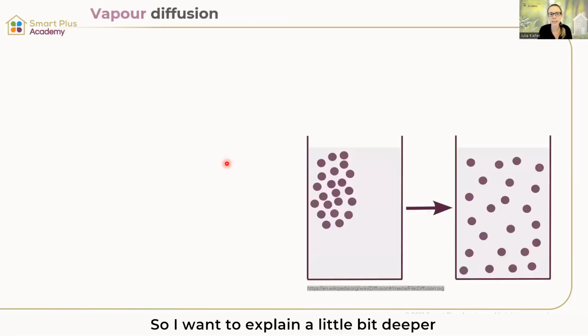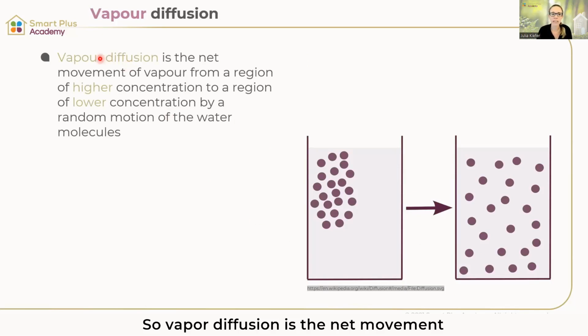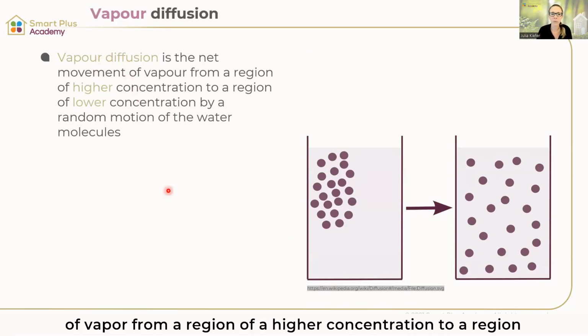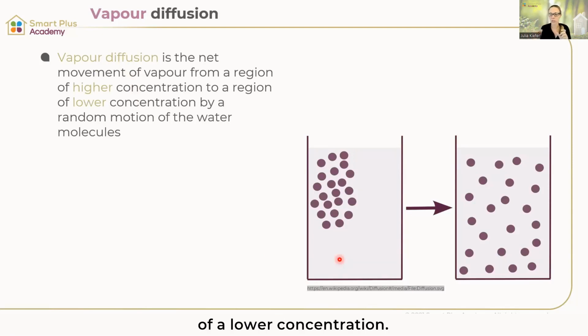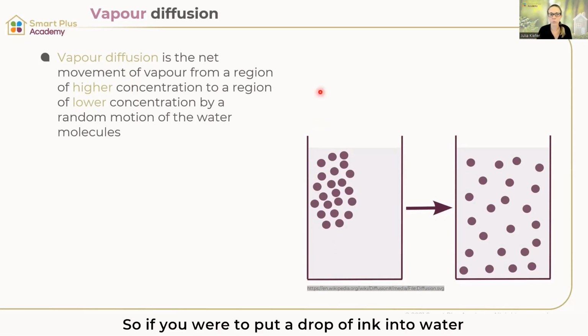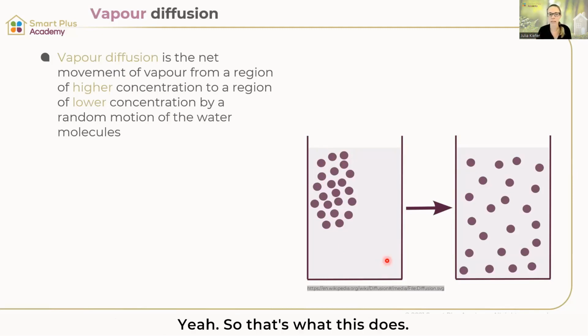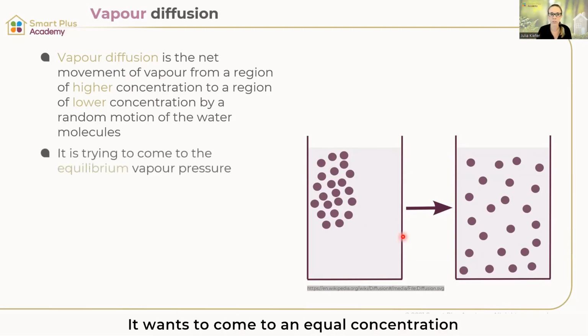I want to explain a little bit deeper what vapor diffusion is, because that's what we are talking about now. Vapor diffusion is the net movement of vapor from a region of higher concentration to a region of lower concentration. That happens by the random motion of the molecules. If you were to put a drop of ink into water, that would then move until everything is in an equal concentration. That's what this does. It wants to come to an equal concentration.